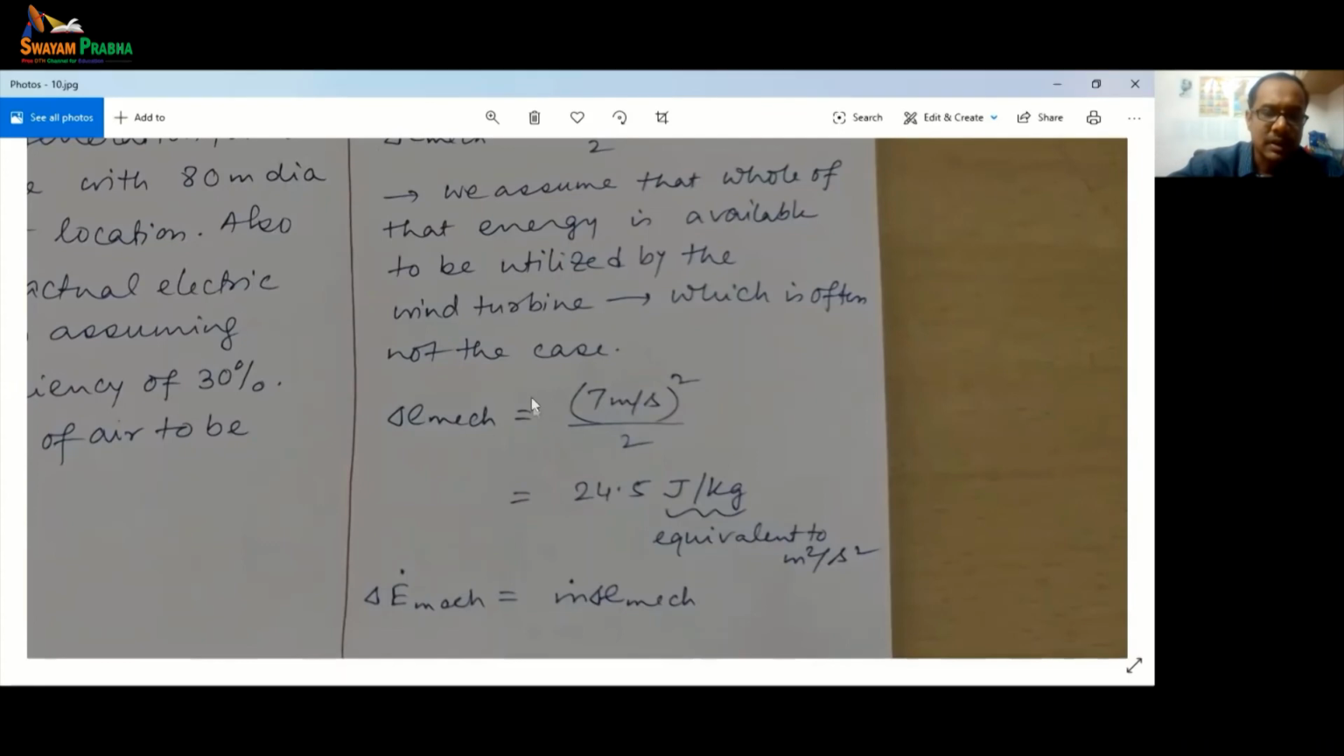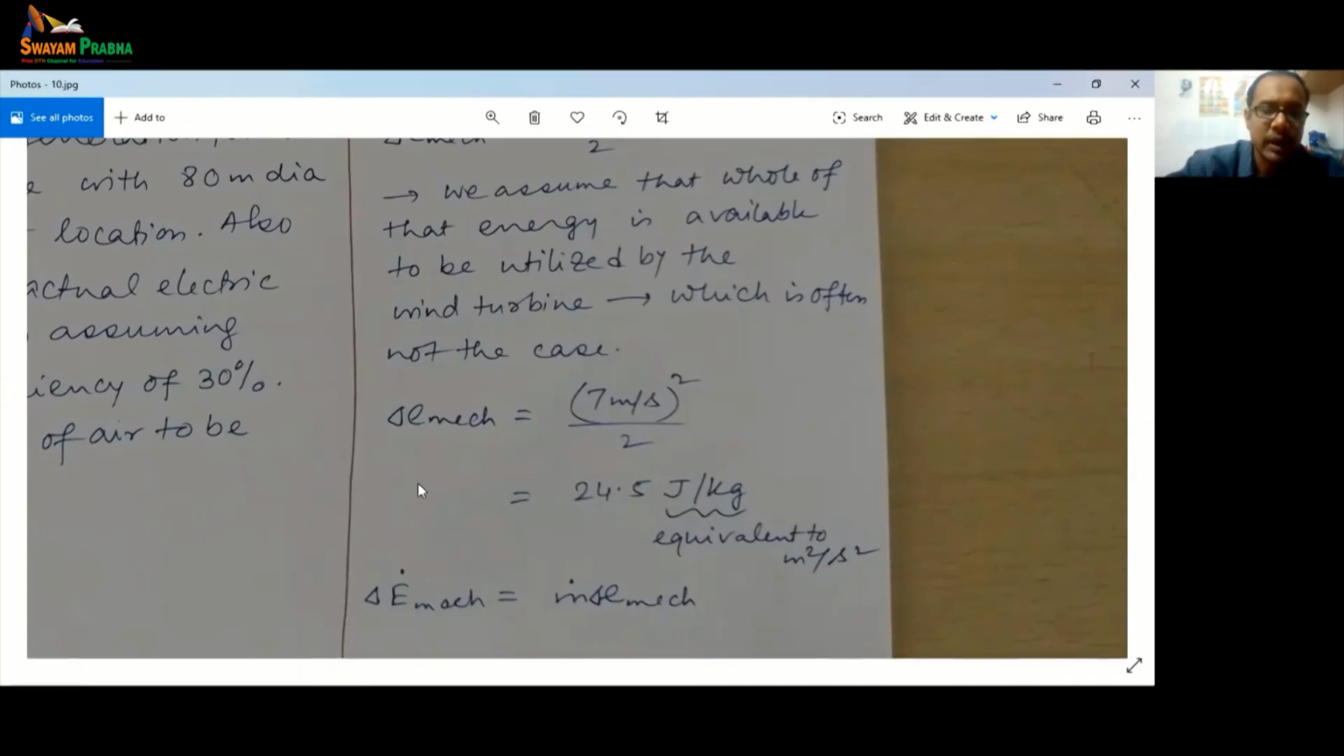Okay, so this delta e mechanical, now we know the V is 7 meter per second. So 7 meter per second whole square divided by 2, and again we'll use the unit of joule per kg because we want energy per unit mass. That's what we want, and it is equivalent to meter square per second square. I do urge you, as I said in the earlier problem also, please check whether I am correct or not. This is 24.5 joule per kg.